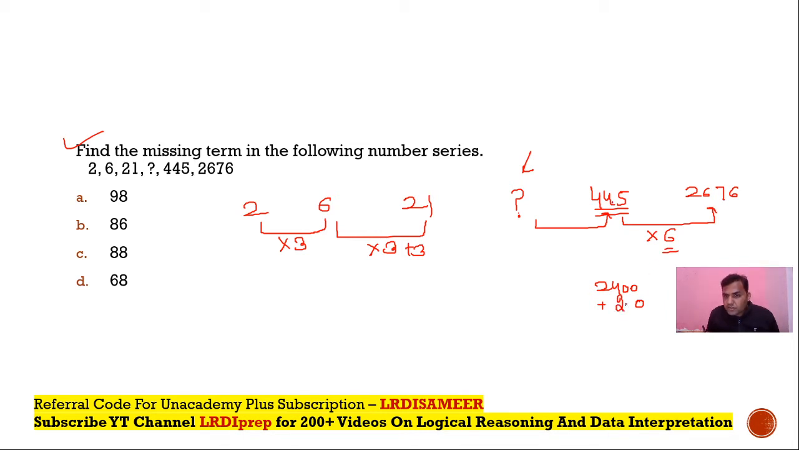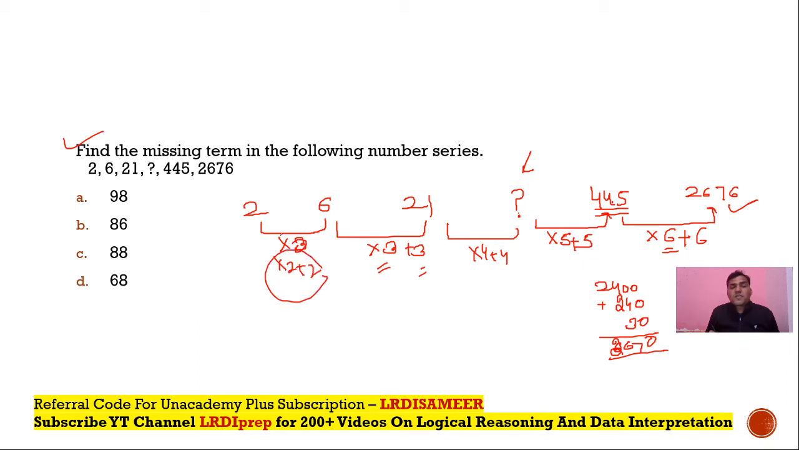4 into 6 is 240, and 5 into 6 is 30. So this would be 2670, but we have 2676, which can be written as into 6 plus 6. So therefore this has to be into 5 plus 5. This has to be into 4 plus 4, and this is into 3 plus 3, and this has to be into 2 plus 2, which is 2 into 2 is 4, 4 plus 2 is 6. So this is the right pattern.